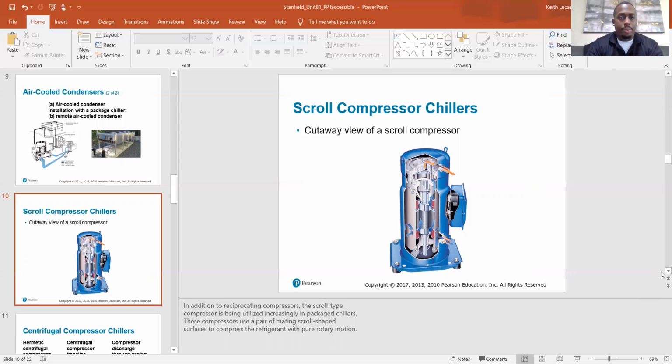Anyways, so compressors, they all do the same thing. They compress refrigerant. They turn the low pressure gas into high pressure gas. They just have different mechanisms for doing so.